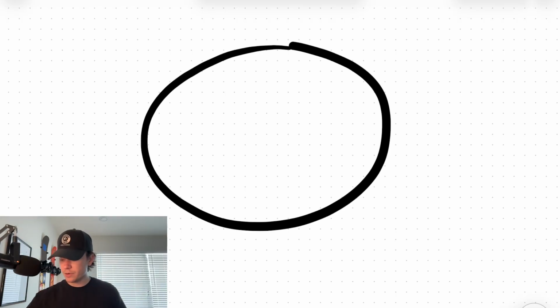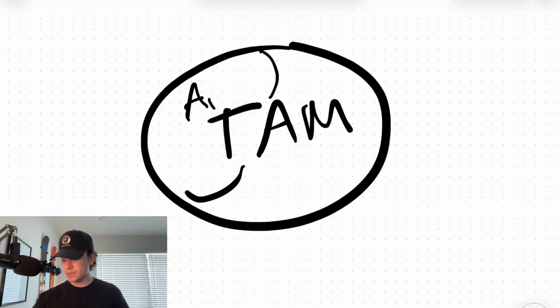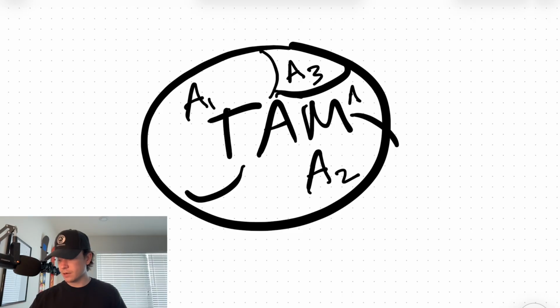I want you to think of your market's TAM as a circle, and TAM is just total addressable market. Inside of your market, there is a certain amount of people that will resonate with the angles that you have. And each market is broken up into a bunch of different angles. So what you may have is angle 1 takes up this much space, angle 2 takes up this much space, angle 3 takes up this much space, and then angle 4 takes up this much.